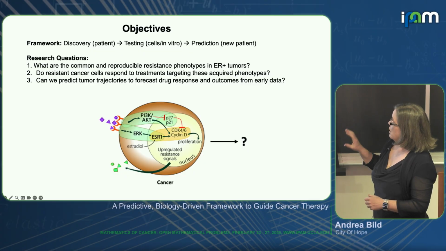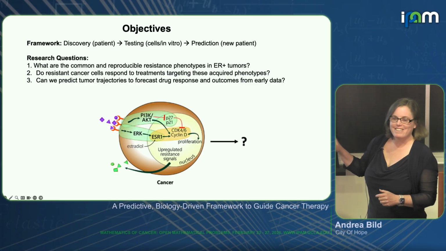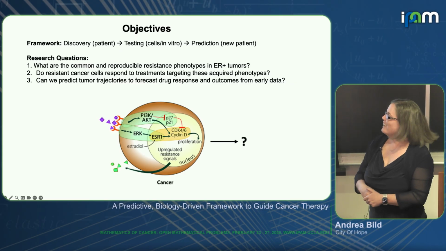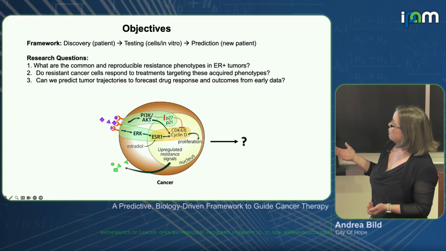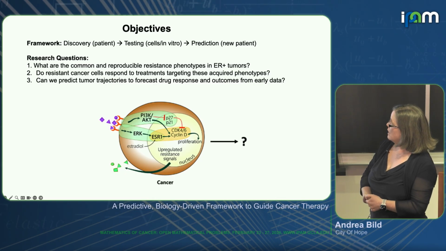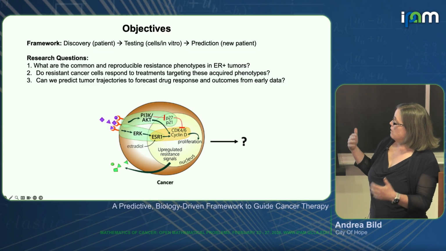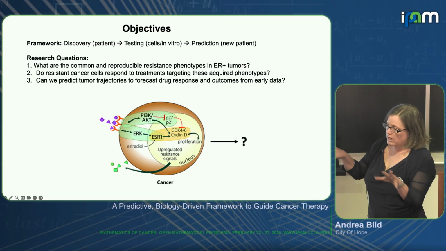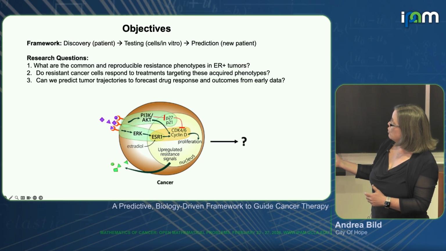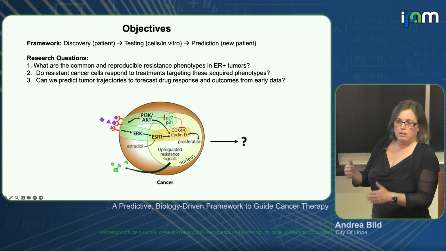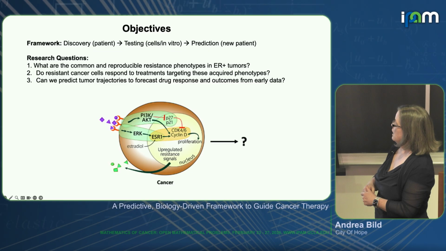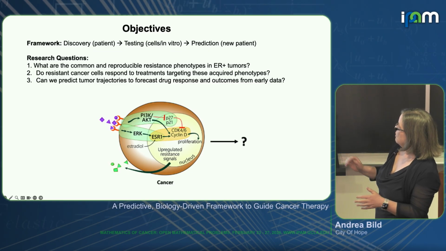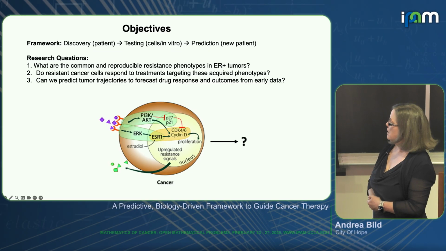The biology-based research questions we have, and I realized I didn't put the math questions on here, but they'll come up, are: what are the reproducible resistant traits in ER-positive tumors as they are treated with these standard of care agents? And if we identify these resistant traits, how do we then test how treatments targeting these states will work? So that's the in vitro work. And then lastly, I'll throw in the math, so I like the inverse direction of some of the earlier talks, where we try to forecast drug response and make predictions on how a patient will respond to treatment.